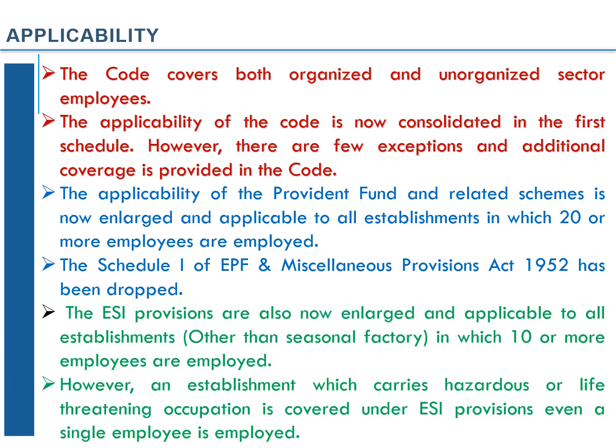And the ESI provisions are also enlarged and applicable to establishment in which 10 or more employees are employed. However, the ESI provisions are not applicable to seasonal factory, which is continued as it is. However, an establishment which carries hazardous or life-threatening occupation is covered under ESI provisions even if a single employee is employed. This provision looks to be new because there were no such earlier provisions.